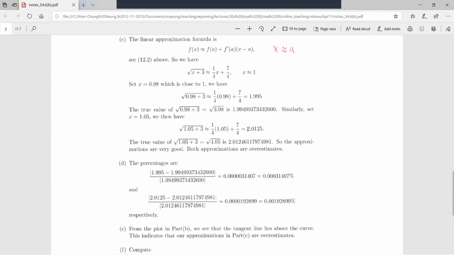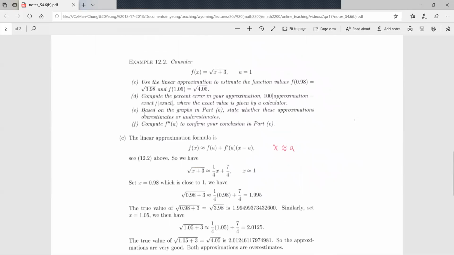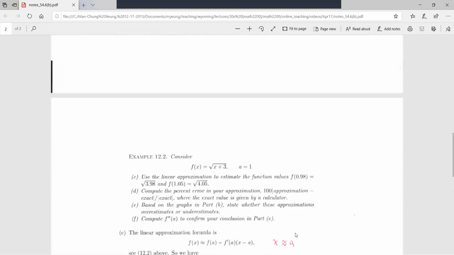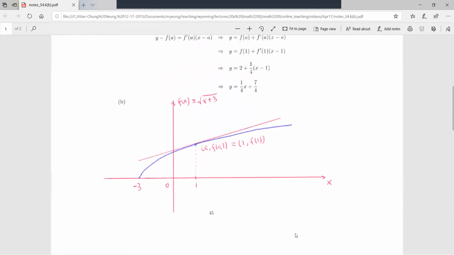For this estimate, similarly, we can compute its percentage error. The answer is this, and also very small. This is part D. Now, part E. Based on the graph in part B, state whether these approximations overestimate or underestimate. The graph in part B, okay, move back. Yes, this is the graph in part B.